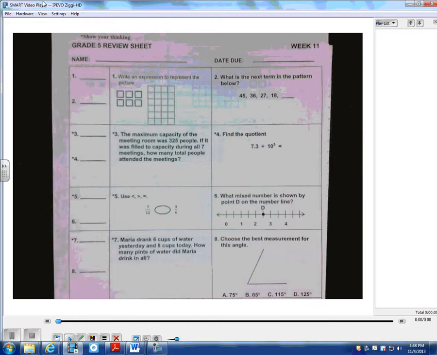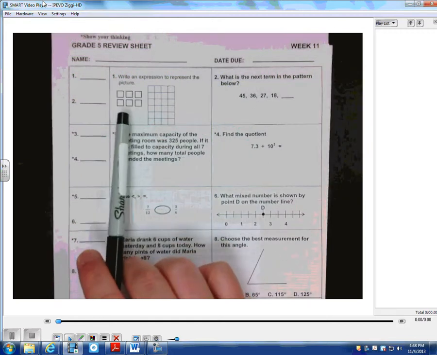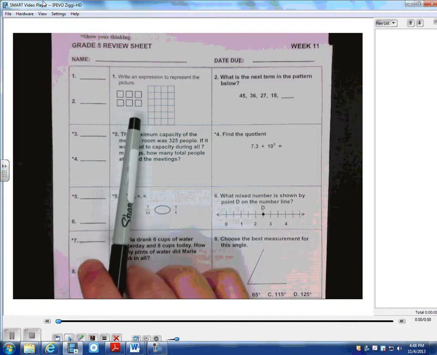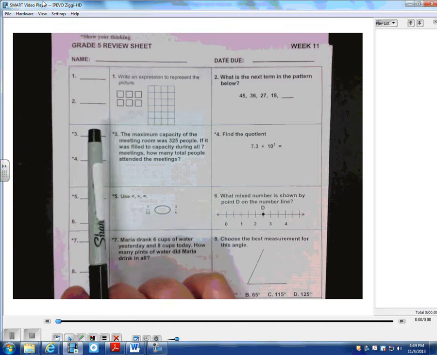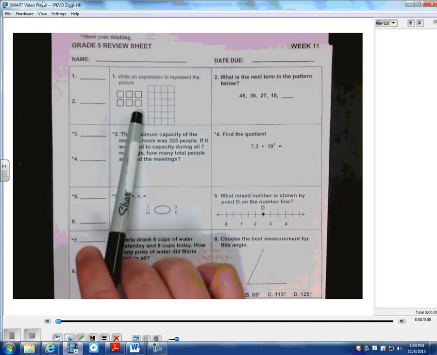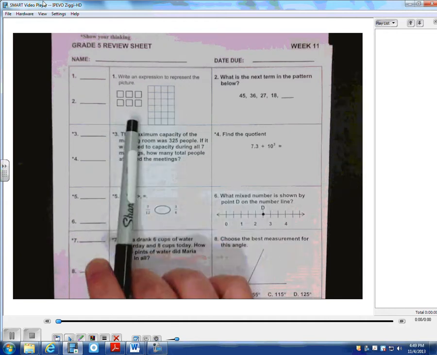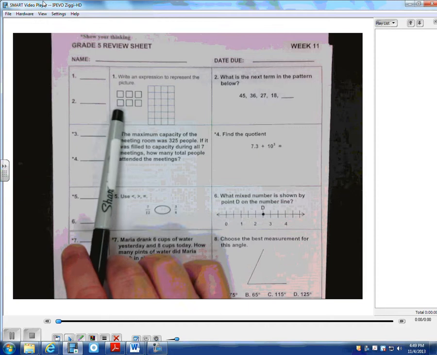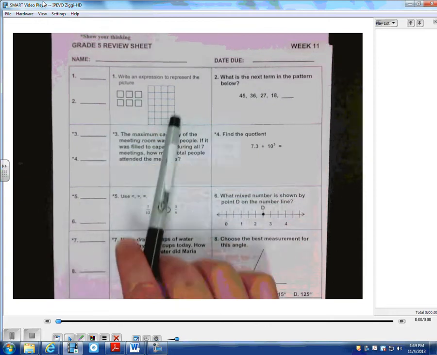It says, write an expression to represent the picture. And this is something that we did first unit of the year. So it's been a while, but it still should be a review. Okay, so we have to write the expression to represent this whole picture here. Again, we can look here. We have 6 individual blocks on the outside, and then we have this array right here.